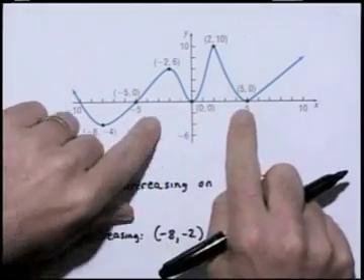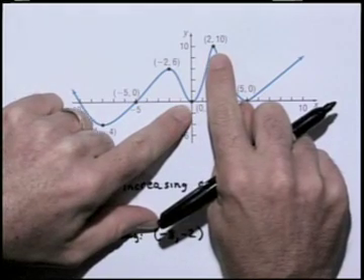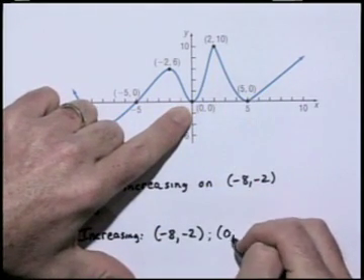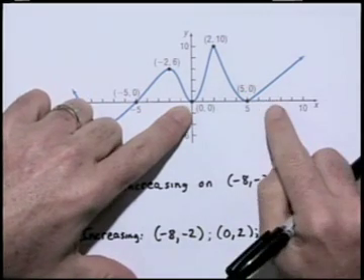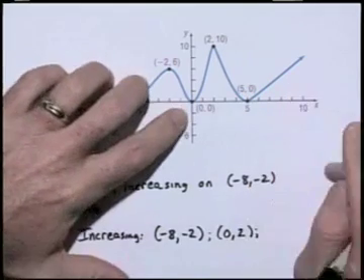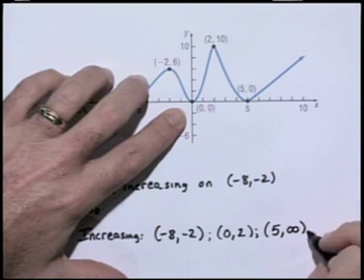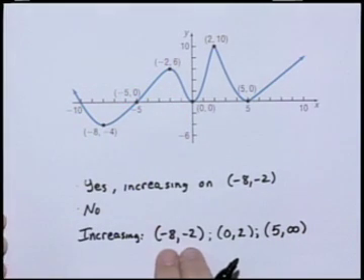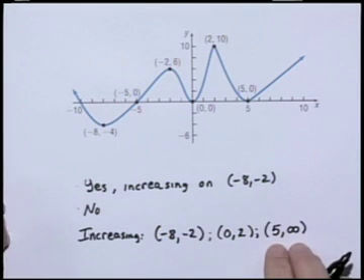Continuing along, we see that the function is also increasing between x is 0 and x is 2, and so we indicate that by saying that the function is increasing on the interval 0, 2. Finally, we see that the function is increasing for all x bigger than 5, which we represent by the interval 5, infinity. So the function is increasing on -8, -2, 0, 2, 5, infinity.